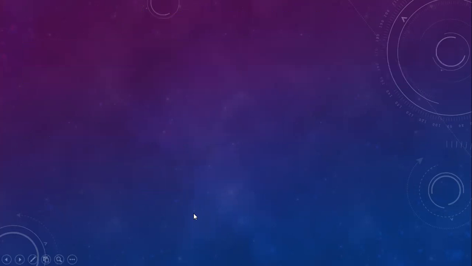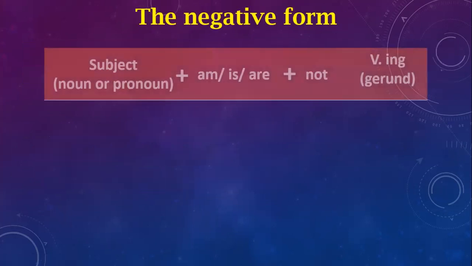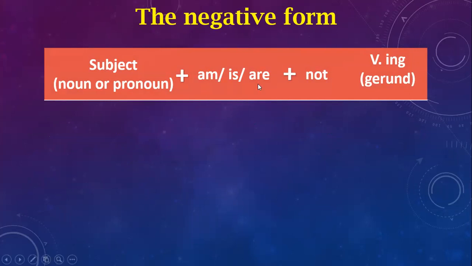The next, the negative form. The negative form will be very easy because we already have an auxiliary verb here, which is am or is or are. So we just add not after the auxiliary verb. We add not after verb to be. So the negative will be the subject, then the auxiliary verb am or is or are, then not and the gerund. So it's very easy. Just add not after the auxiliary verb, which here is verb to be, am or is or are.